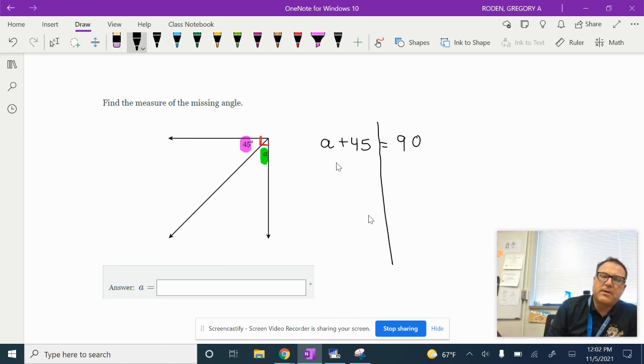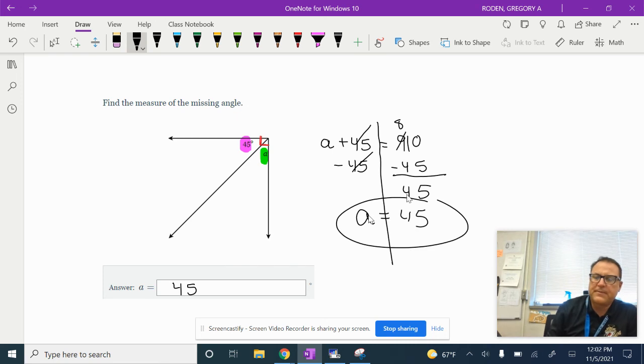Okay, so now I'm going to solve for A. I'm going to go ahead and subtract 45 from both sides, 45 and 45. 45 cancels 45, so I get A equals 90 minus 45. Well, if you don't know what that is, that's a 10, that's a 5, and this is an 8. 8 minus 4 is 4. So the answer is 45. A equals 45. Sound good?